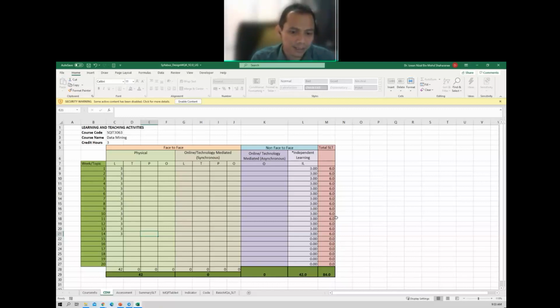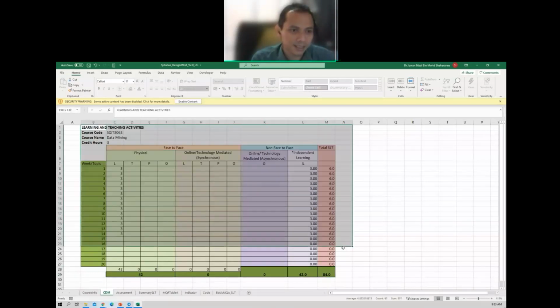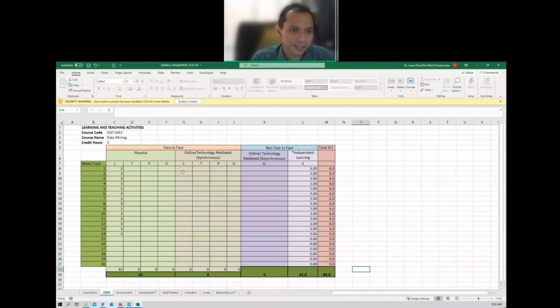Okay. Is it clear for everyone? This is the basic thing that happened in my university, what we did here, how to calculate the SLT for assessment. Any questions for the first one? Oh, it's too easy. You have done it already, right?